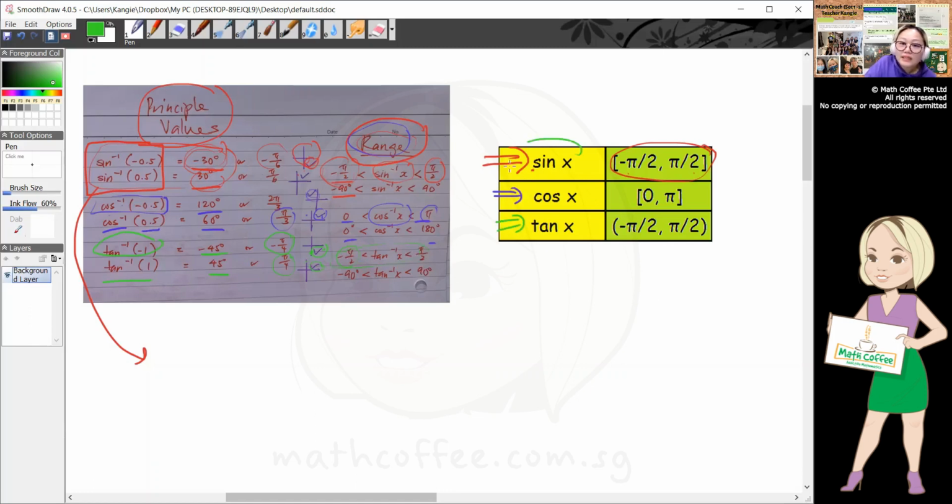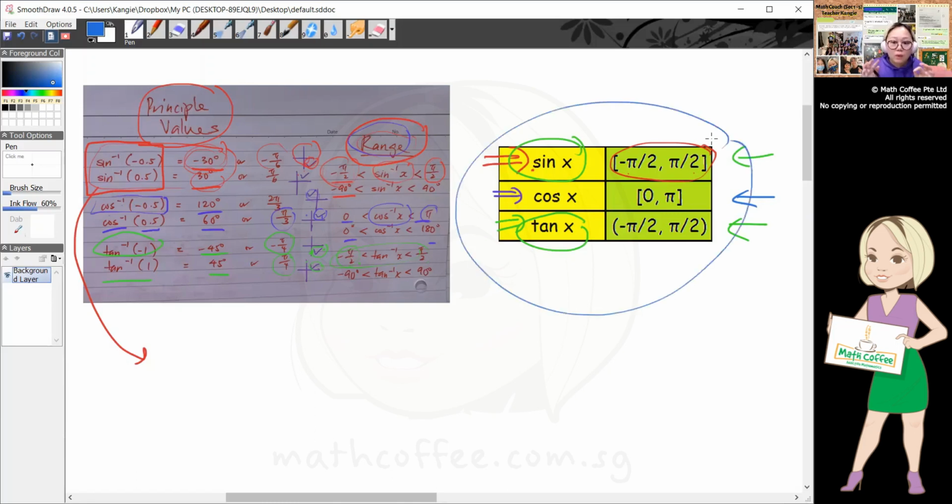You will notice that for sine inverse x and tangent inverse x, the range of the principal value is the same. The only difference is the cosine, which is from 0 to pi. The reasoning is because trigo ratio is either positive or negative. They don't have a third possible value, so that's why the range is fixed.